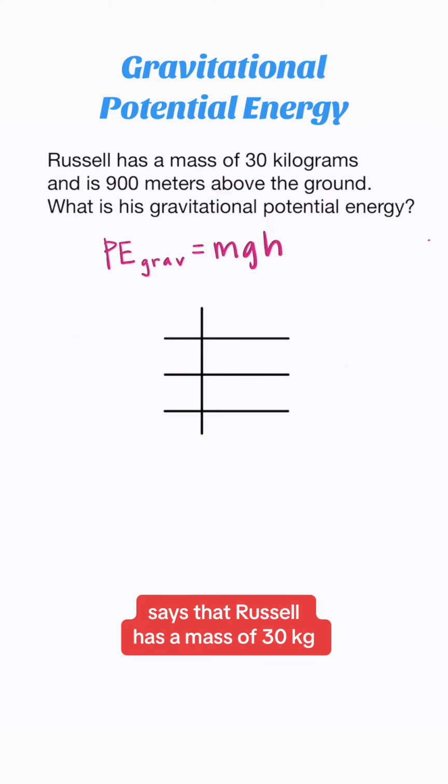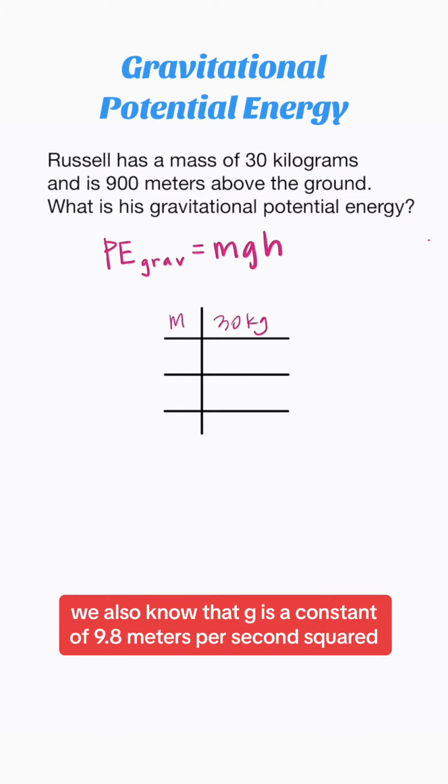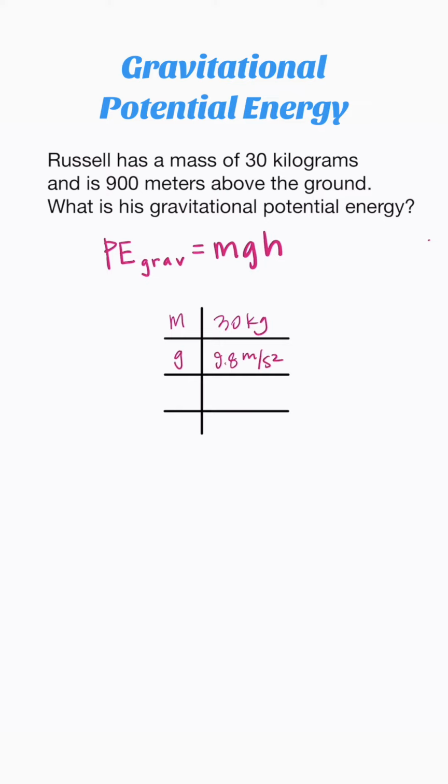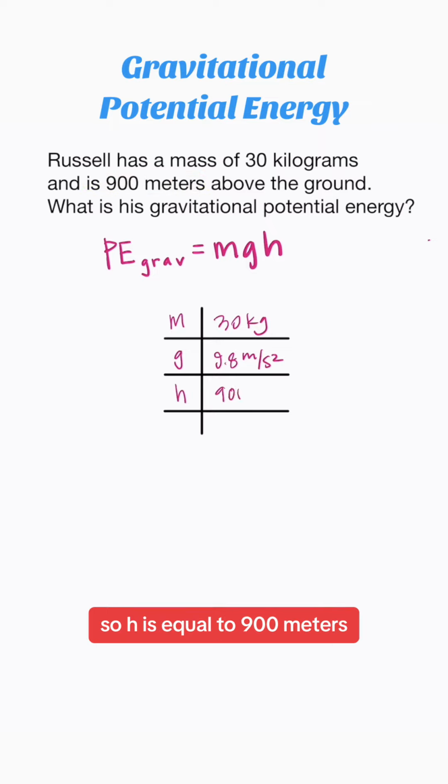It says that Russell has a mass of 30 kilograms, so m is equal to 30 kilograms. We also know that g is a constant of 9.8 meters per second squared. It also says that the height is 900 meters, so h is equal to 900 meters.